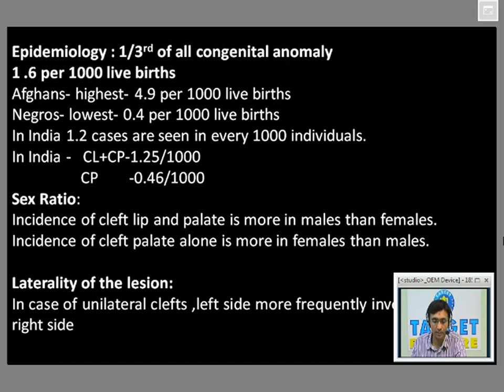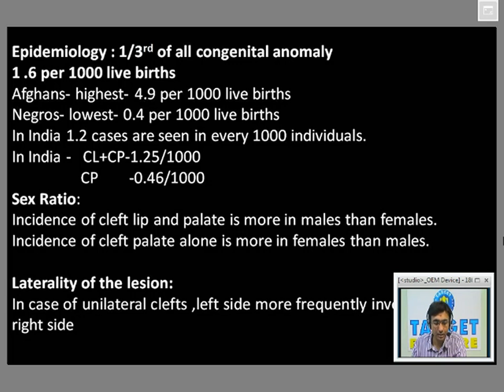With respect to males or females, the incidence of cleft lip and palate is more in males, while the incidence of cleft palate is tremendously more for females. Research authors have tried to find out why this is, but there are still studies going on. There is no answer to this. But cleft palate is a lot more in females than in males.